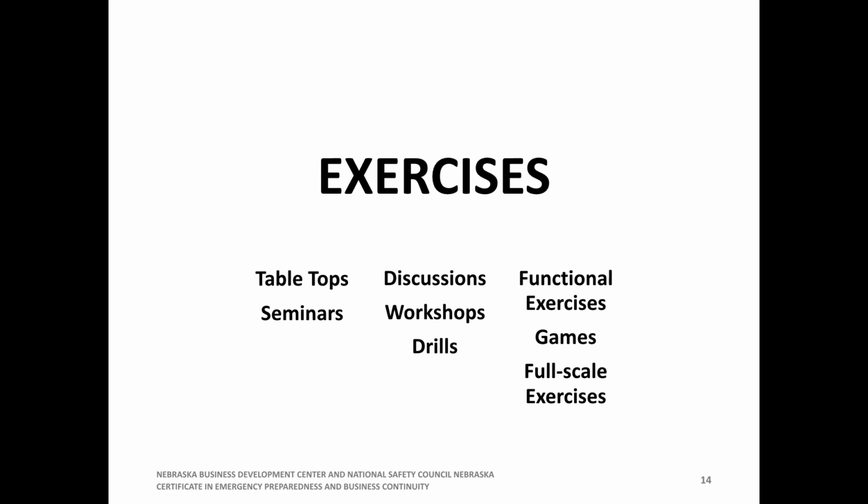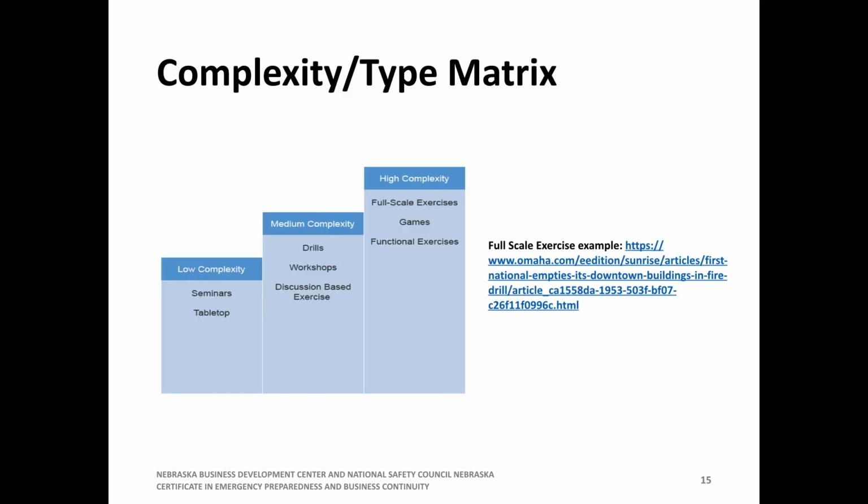Of the types of training exercises listed here, the least complex types are the tabletop exercise and the seminar. While there are planning issues with these types of training, they do not necessarily require the involvement of multiple business units and extreme logistical support. Increasing in complexity, single and multi-unit drills, workshops, and other discussion-based exercises can require logistical support and more planning than seminars or tabletop exercises. Finally, the most complex types of training initiatives are functional exercises, or games, or even full-scale exercises. For an example of a full-scale exercise, follow the link to the Omaha World Herald article dated September 23, 2017.